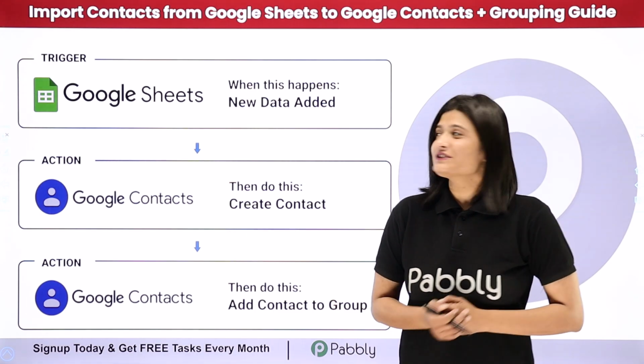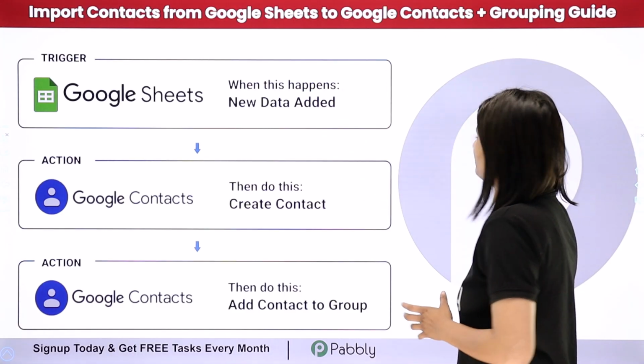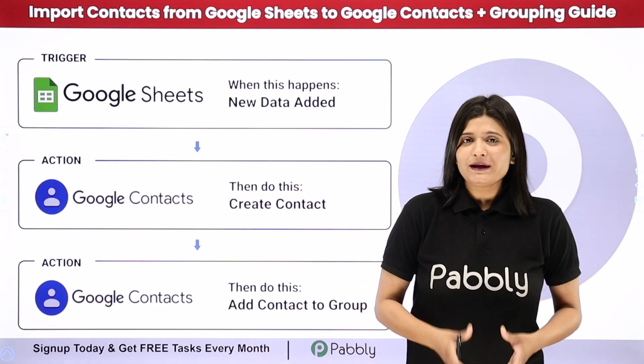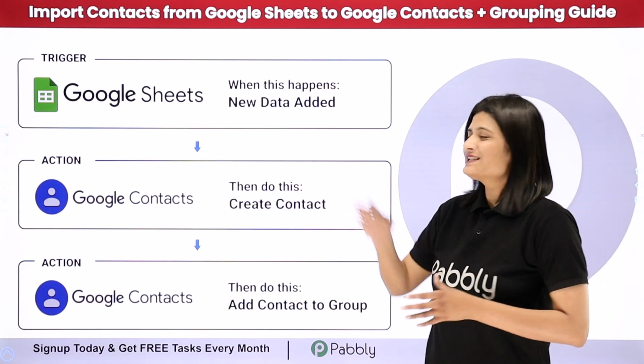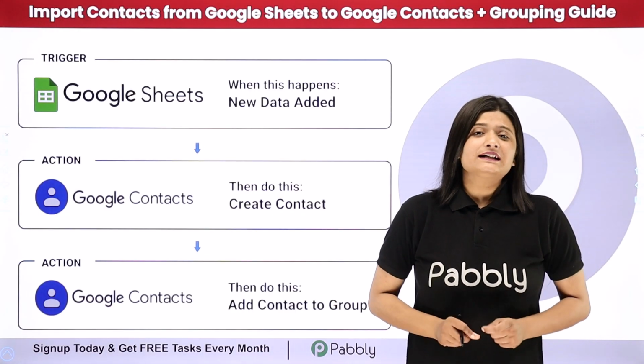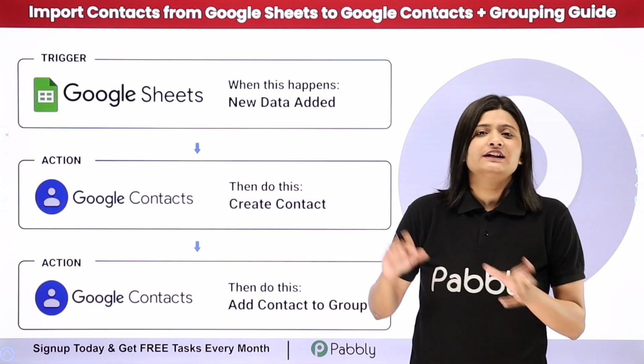In this video, we are going to see import contacts from Google Sheets to Google Contacts plus grouping guide. So let's suppose I'm running a business and I'm adding all my leads and all my contacts in my Google Sheets spreadsheet. I want that whenever I add a new lead there, it should be automatically created as a contact in my Google Contacts and it should be added automatically to a group.